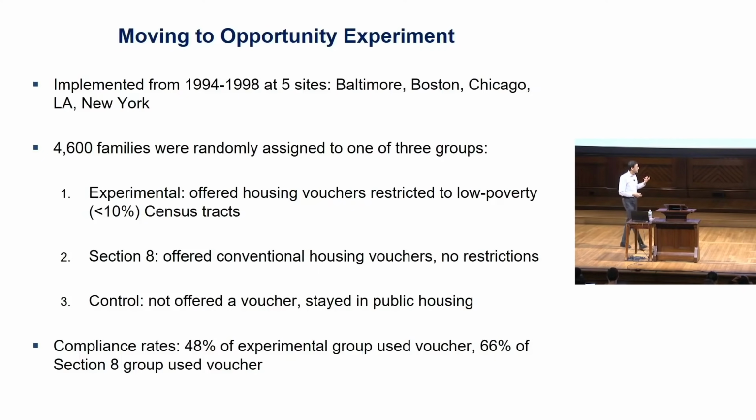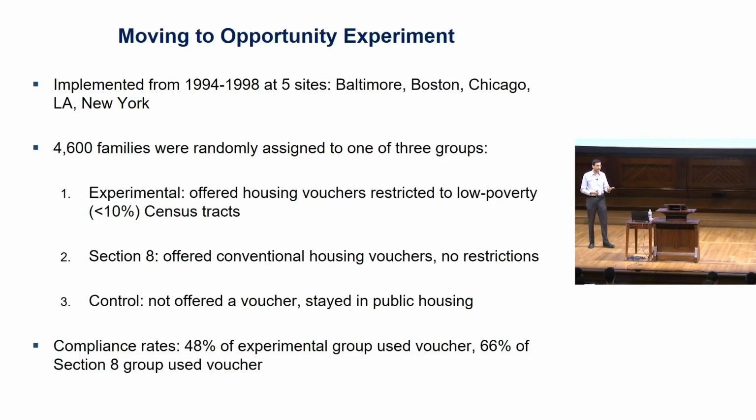And basically, these families in the control group, just through pure chance, didn't get one of these vouchers. They simply had the option to remain in those relatively high poverty public housing projects. Okay, so they flipped a coin, assigning the families to these 3 groups.